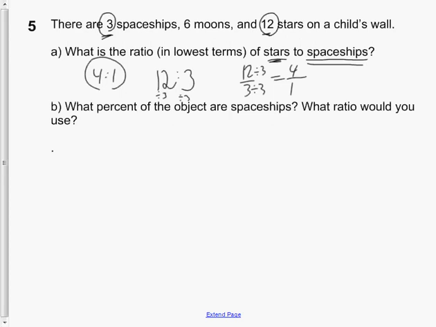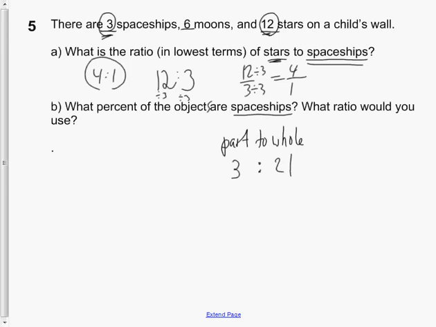The second part says what percent of the objects are spaceships. So in this one you have to use that part to whole ratio, which is what we use to make percentages. So spaceships as the part, there are 3 spaceships as a part. And as a whole, you're going to have to actually do a little bit of math. You're going to go 3, 9, 9 plus 12 is 21. So there are 3 spaceships to 21 total shapes on that child's wall.